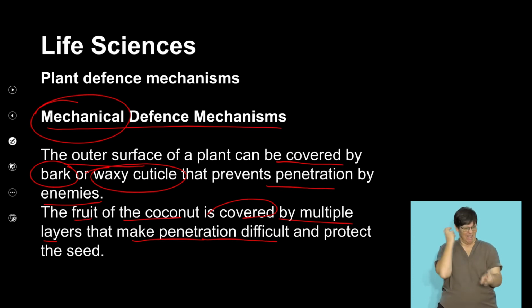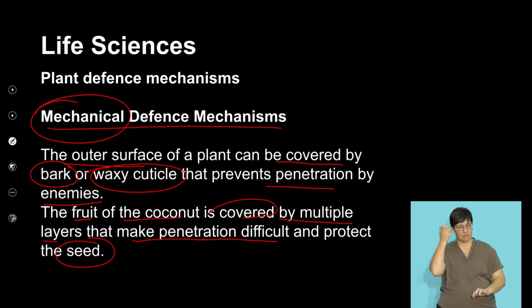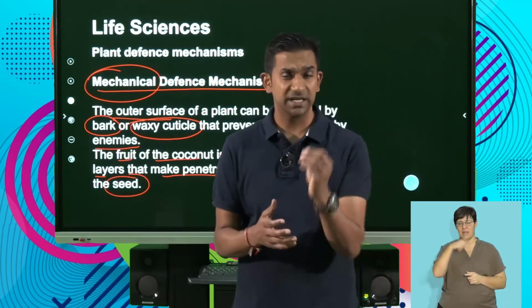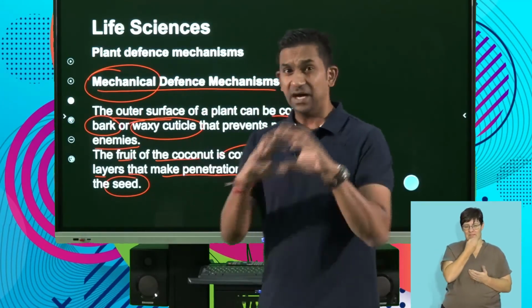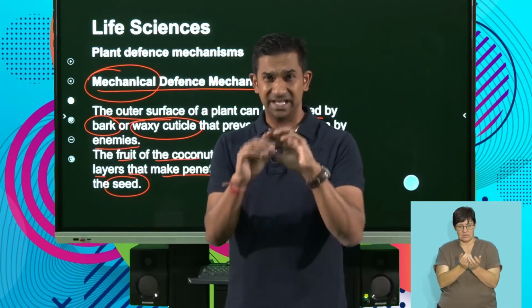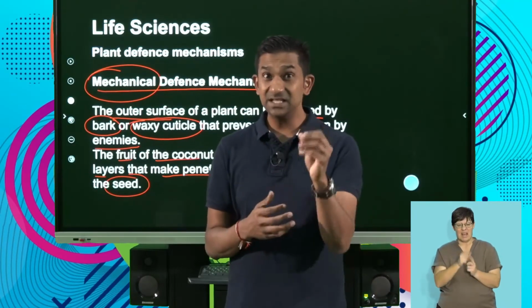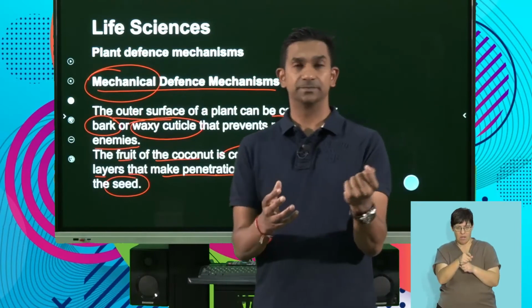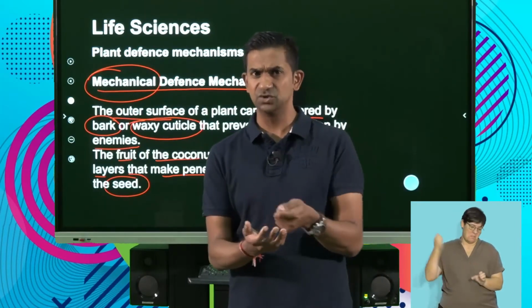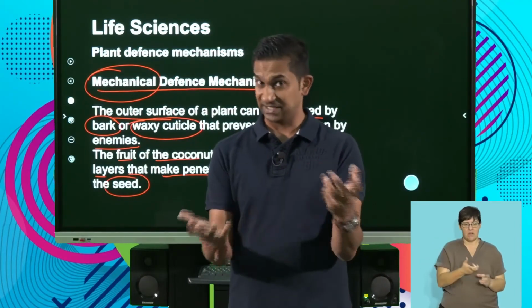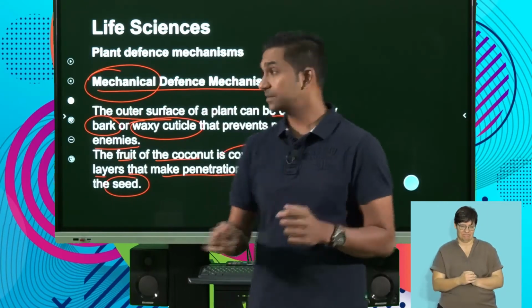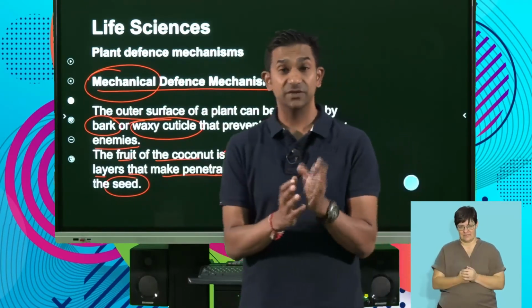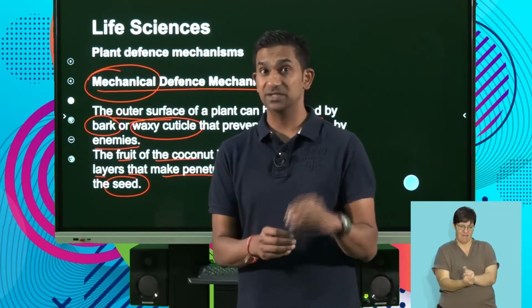The fruit of the coconut is covered by multiple layers that prevent penetration and make it difficult for the seeds to be damaged. Now we often see this, I mean you guys have eaten probably a peach at some point, an apricot. You find that the outer covering of the pip is a hard seed, and that seed often is impenetrable. If you were to try and crack that using a hammer or a stone, it doesn't break easily. So these are the mechanisms that plants have evolved or adapted to be able to survive.